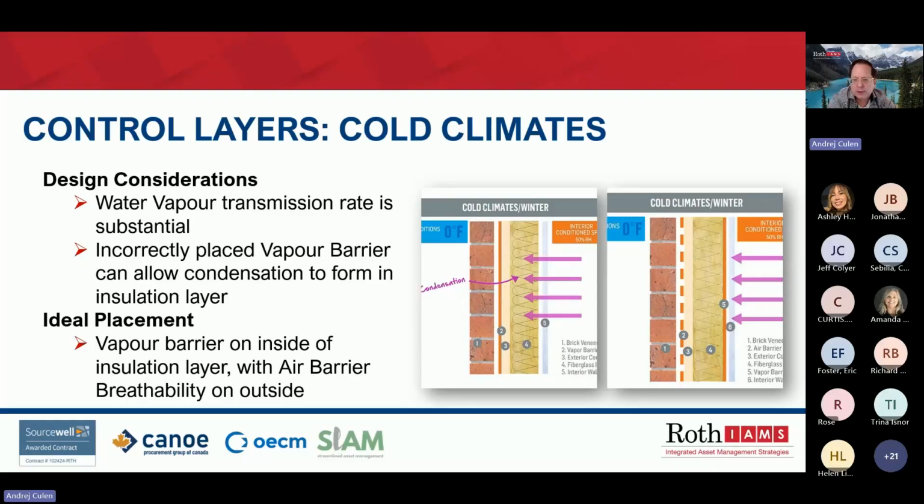So a better design on the right shows warm, conditioned air is kept inside the building without collecting in the insulation, and vapor from the outside can enter and exit the assembly through the permeable membrane.